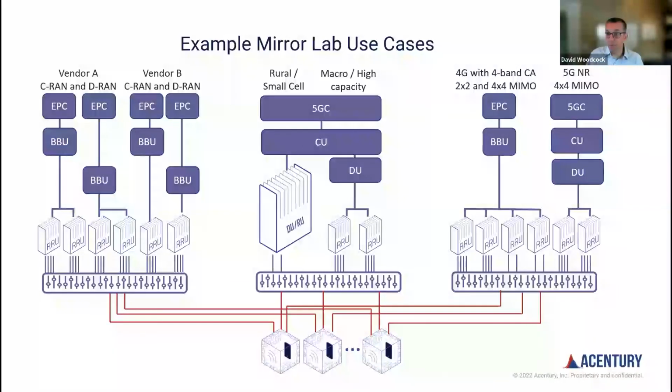To expand on the examples we just looked at, we could imagine an even more sophisticated Mirror Lab that combines all these network architectures together. By combining the outputs of the various switch matrices together into the same set of RF chambers, like we see at the bottom here, we can replicate a single network with all these different configurations and implementations. The user equipment in these shield boxes can make calls on and be handed off between any of these networks.